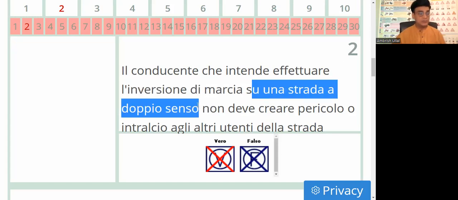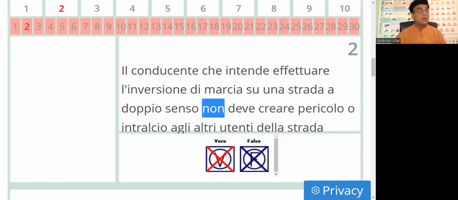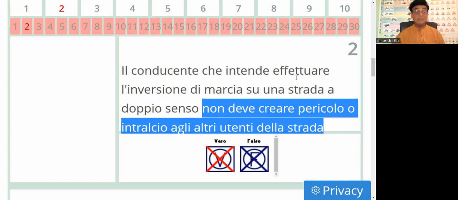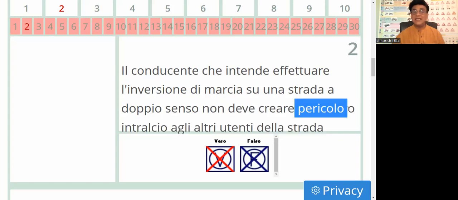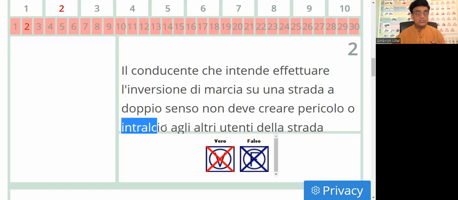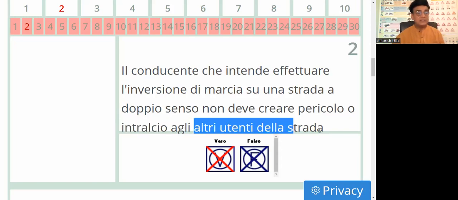Su una strada a doppio senso, on a two-way road, non deve creare pericolo, intralcio agli altri utenti della strada. He must not create. Pericolo means danger. Intralcio means blocking, blockage or hindrance. It should not block. Altri utenti della strada means other road users.